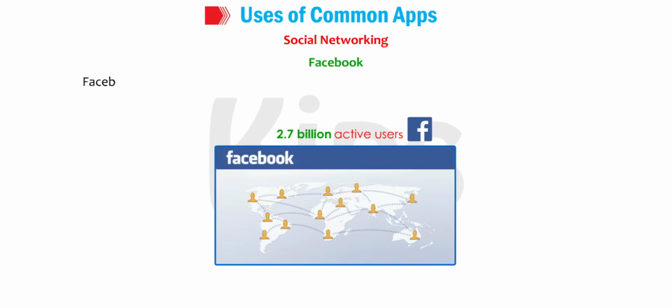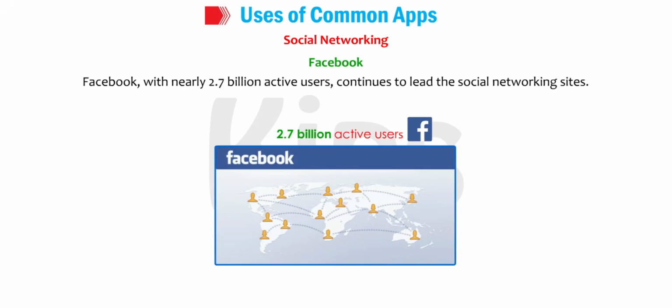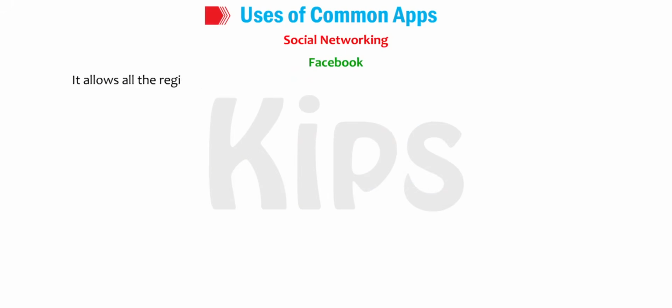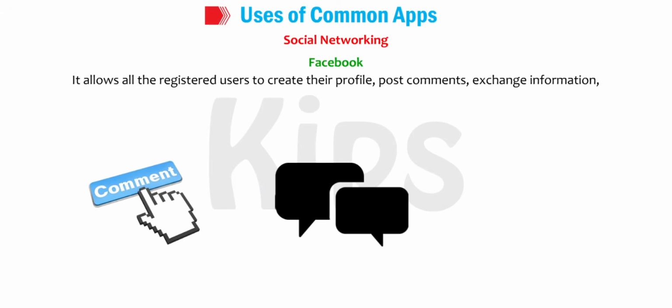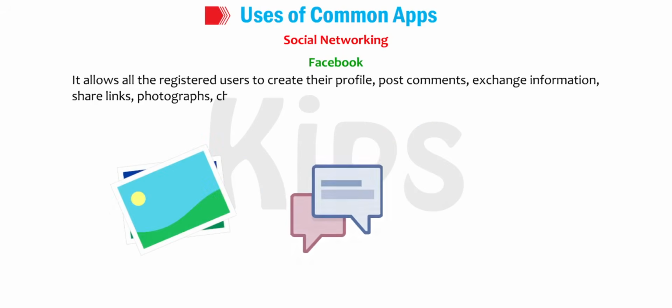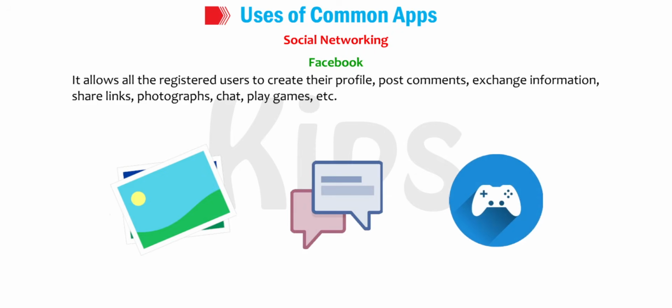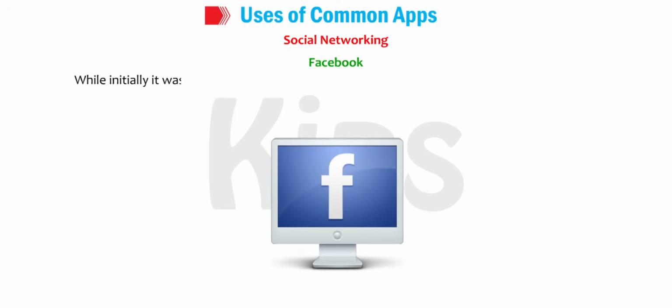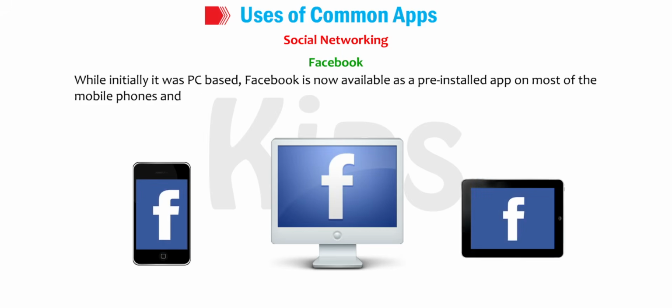Facebook. Facebook, with nearly 2.7 billion active users, continues to lead the social networking sites. It allows all the registered users to create their profile, post comments, exchange information, share links, photographs, chat, play games, etc. While initially it was PC-based, Facebook is now available as a pre-installed app on most of the mobile phones and tablets.